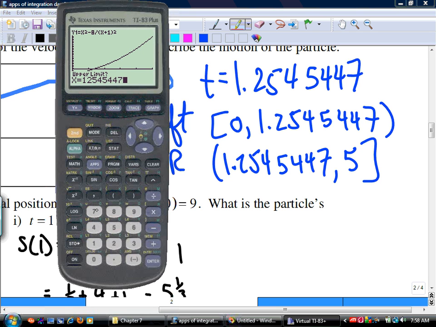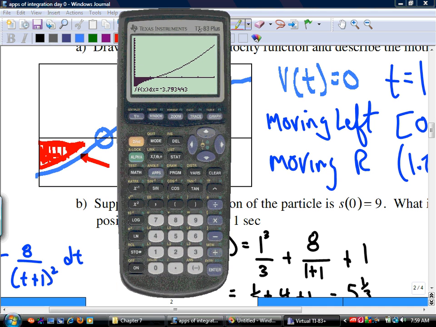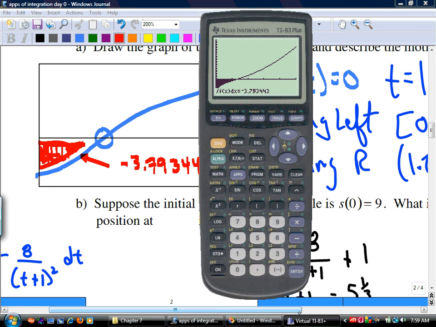1.2545447. And I need a decimal point in there. So negative 3.793443. I'll write that down somewhere. Negative 3.79 what? 3443. Okay, so we got that part done, and now the next part.